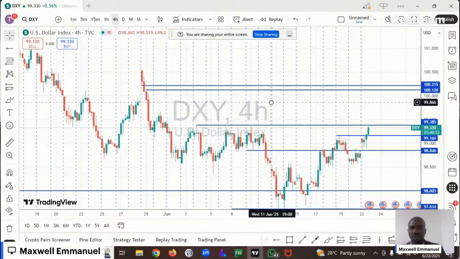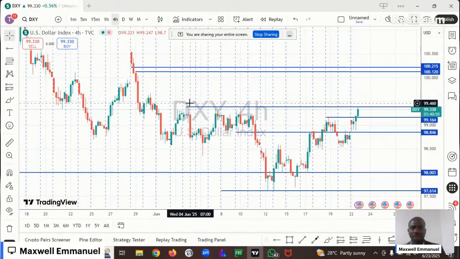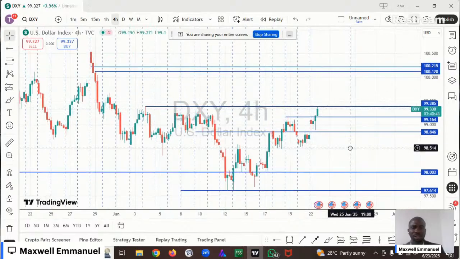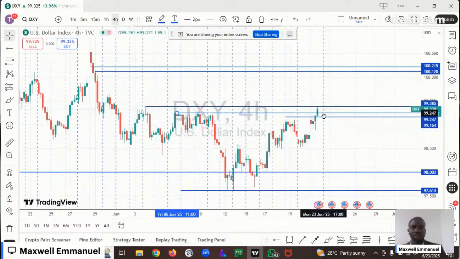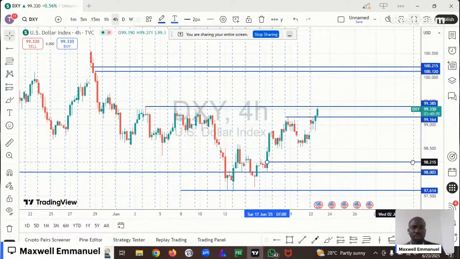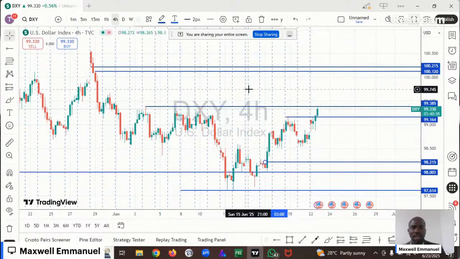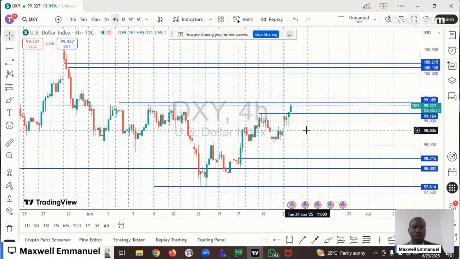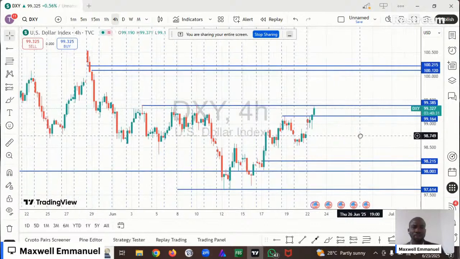Okay, that's what I see on dollar index. There's a high probability they will sweep the liquidity residing at this previous high before going bearish. So after sweeping the liquidity residing at this previous high, you could look out for a bearish reversal pattern to form on a 4-hour time frame or 1-hour time frame before you sell the dollar. Okay.